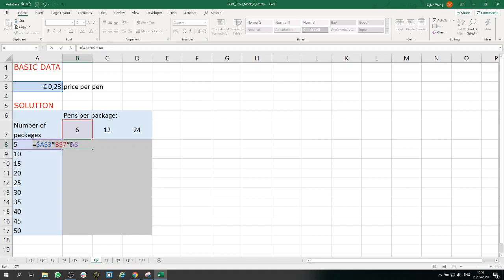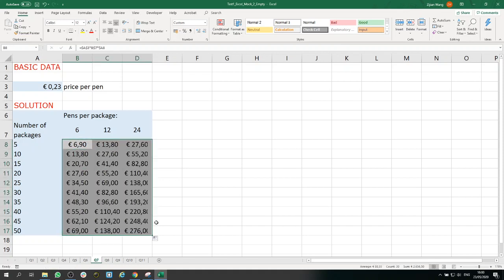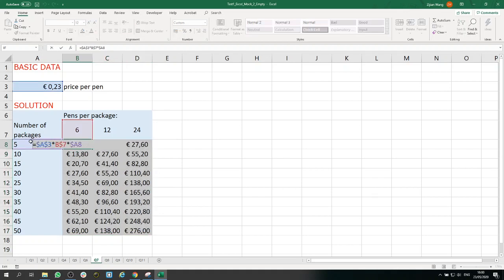A8 for the packages, can it go downwards? Can the row change? Yes. But can the column change? No. So we give the dollar sign in front of A. Now we have the formula. We should be able to copy it everywhere. Let's compare if it's the same as the instruction. Yes, it is the same. And now, please copy this one as your answer.